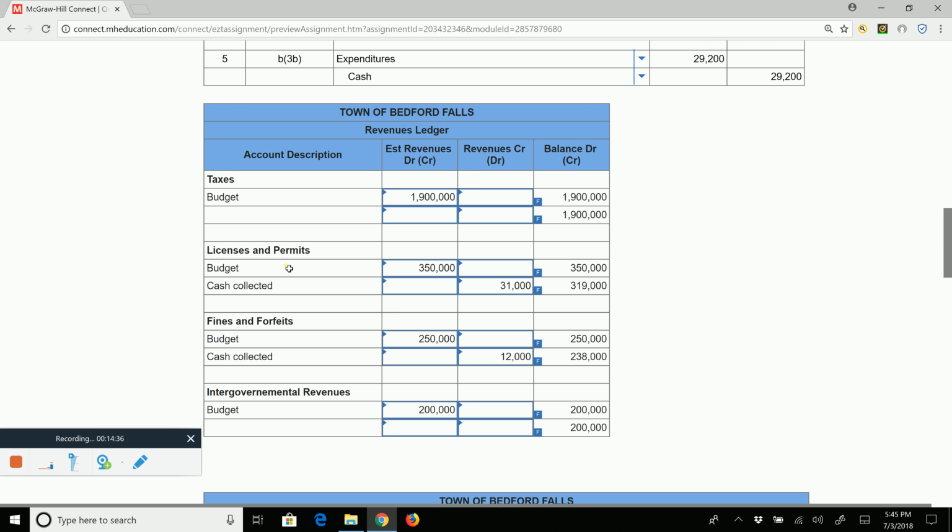So as an example, for licenses and permits, the original budget was $350,000. Well, we just collected $31,000. So what is the running balance? It's no longer $350,000. It's now $350,000 minus $31,000, or $319,000. What this $319,000 is telling us is the amount left that we expect to receive in revenue. Now we're going to trickle that down to zero, hopefully. If it doesn't get down to zero, that means we've earned less revenue than we anticipated.